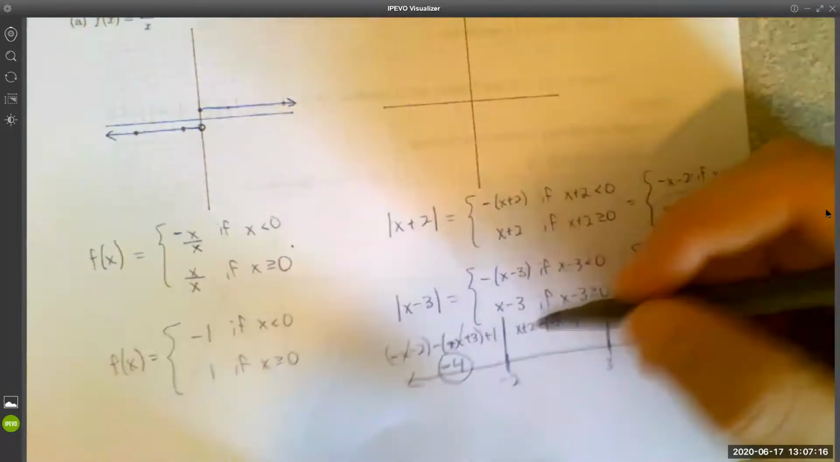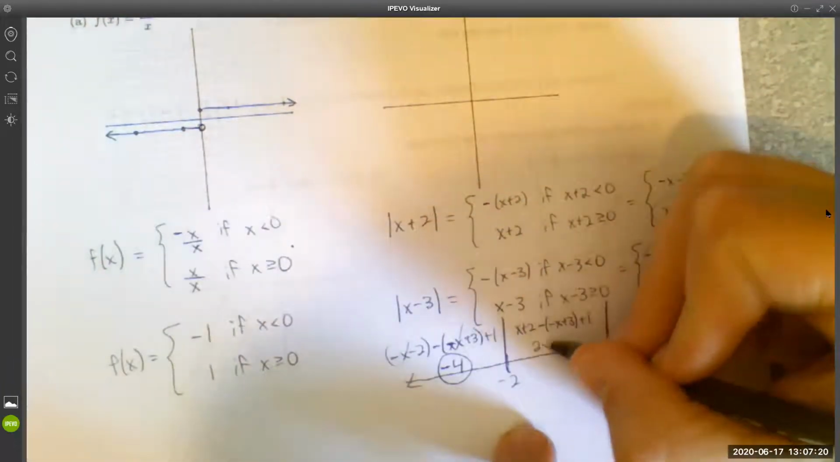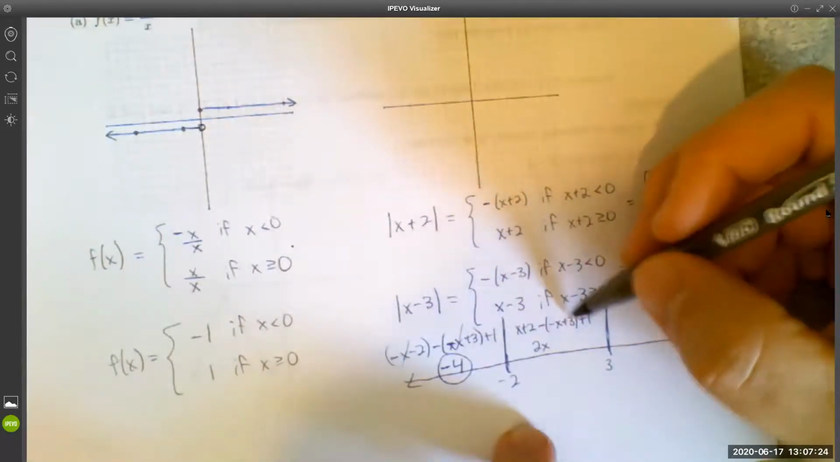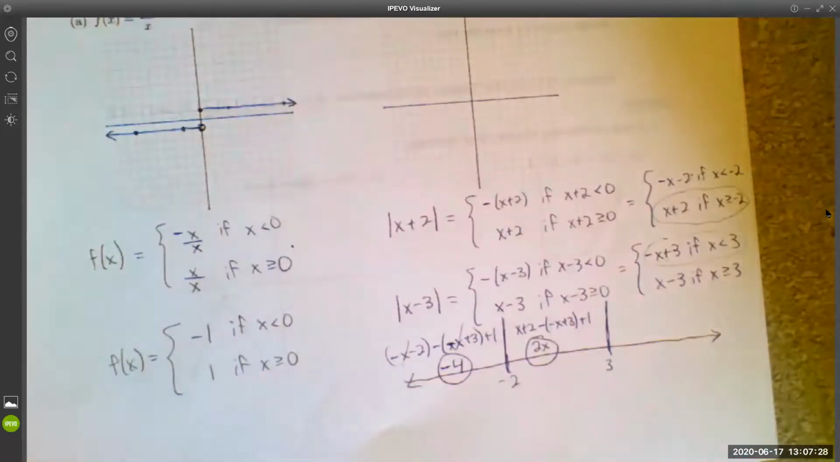Now let's see what we get. We have x minus negative x. That's x plus x. So that's 2x. And then 2 minus 3 is negative 1 plus 1 is 0. So in this region, the function is 2x.